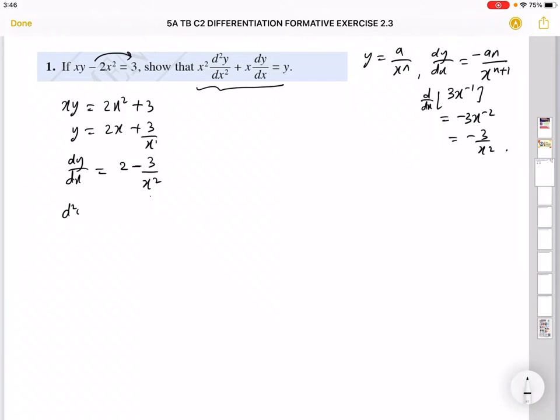If I differentiate one more time, when you differentiate 2, you get 0. Differentiate negative 3 over x squared: put a negative in front, it becomes positive, 3 times 2 is 6, copy x, increase the power by 1, you get x cubed. So d²y/dx² is 6 over x cubed.